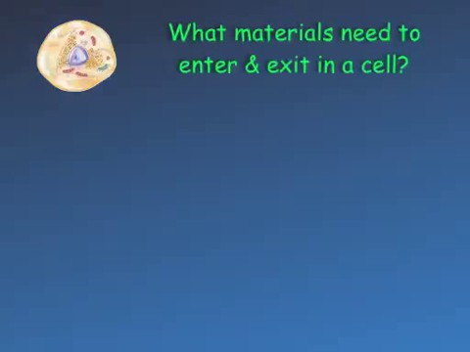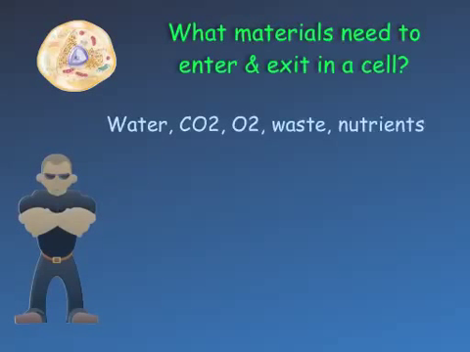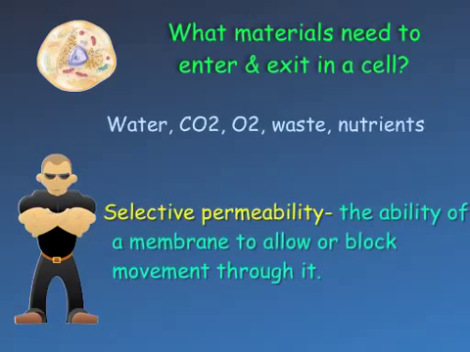We said, hey, what is some stuff that can go in and out of cells? We said water, CO2, O2, waste, nutrients, and then we basically said the cell membrane is like a bouncer at a club. It decides who comes in and out of the club. It's selectively permeable, or has selective permeability. This means that it decides who can enter and who can exit the cell.